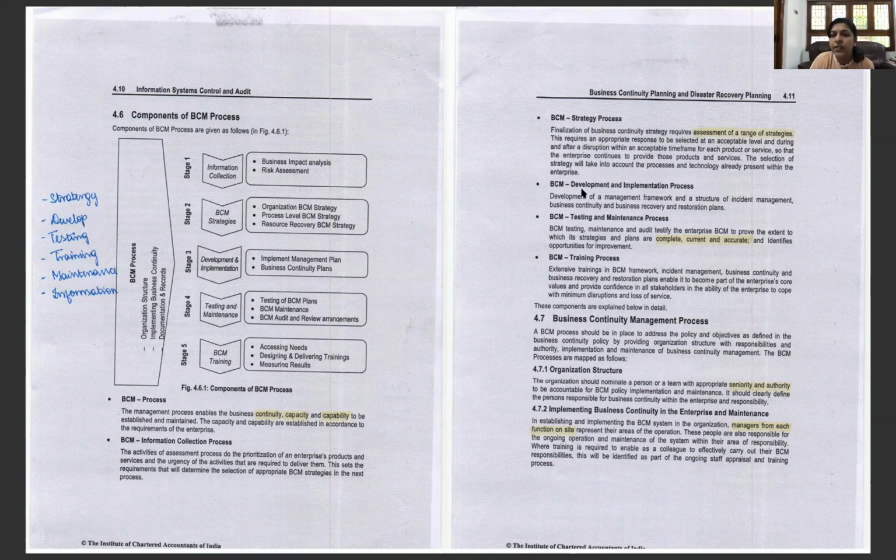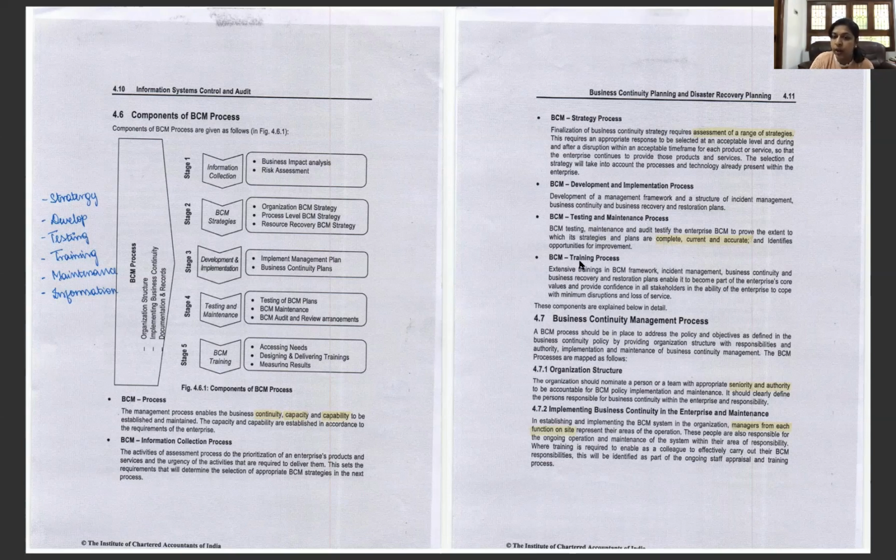And then the development and implementation process. Development of a framework and structure of the incident management. So the framework has to be developed. So this is what it's about. And then testing and maintenance. Why do we need to test it and maintain it? So that it is complete and current and accurate. As we have all seen before, it should be meeting the changing needs. And then there should be a change management process. So it should be complete, current, and accurate.